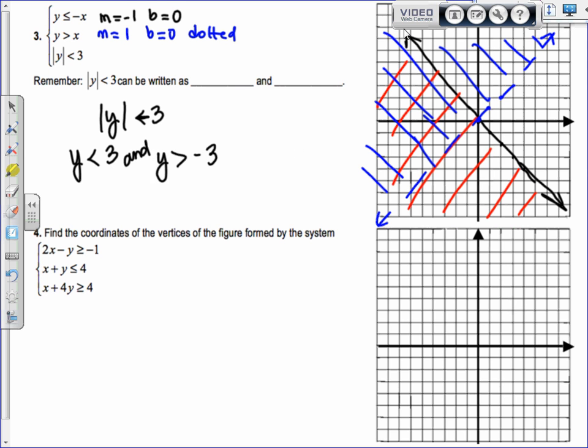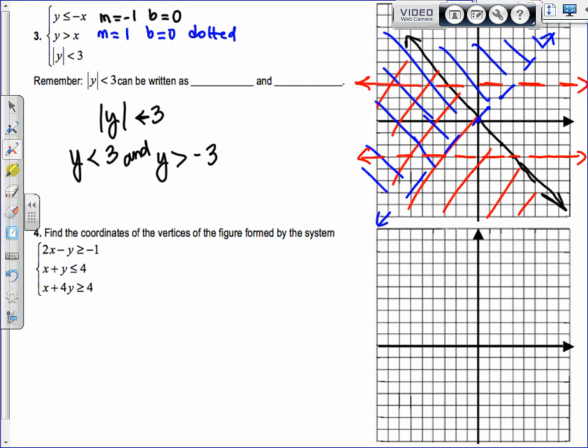So we have y is less than 3, and y is greater than -3. For less than 3, let's draw a horizontal line. Oops, it's dotted, right? Horizontal line through 3. You're going to be everything below that. And greater than -3, so draw your horizontal line through -3, and you're going to have everything above that. So we end up getting this rectangular strip that's shaded.